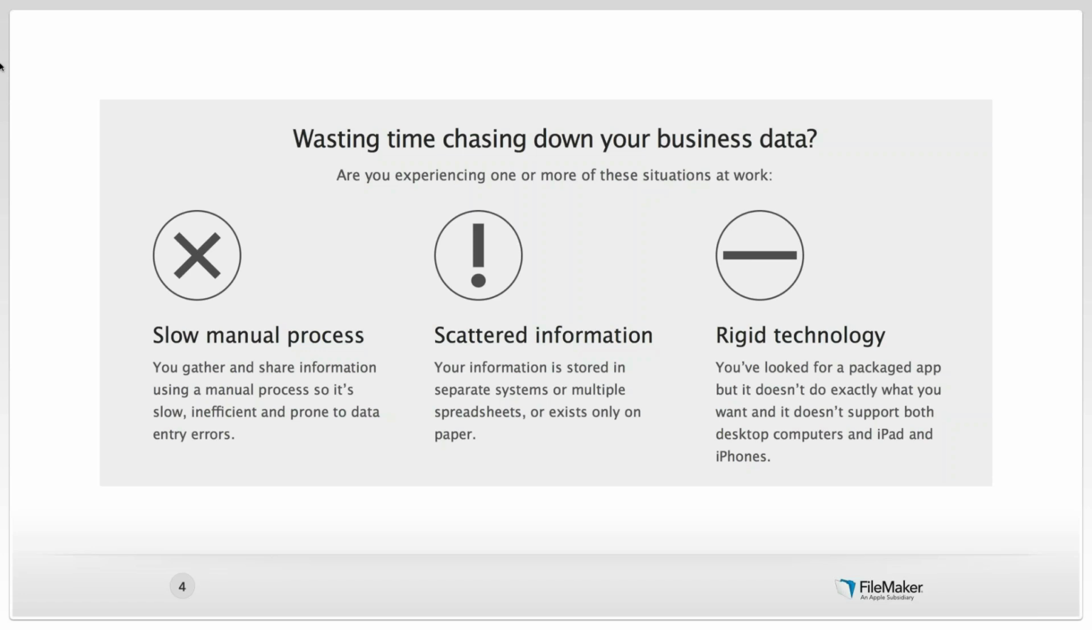Scattered information, we hear this a lot. The data is everywhere. It's in multiple applications, in notebooks and spreadsheets, on someone's iPad, but wherever it is, it never seems to be where it needs to be. And of course, this forces people to spend a lot of time and energy trying to get the information they need to make valid business decisions. So it's one of the biggest issues we hear.